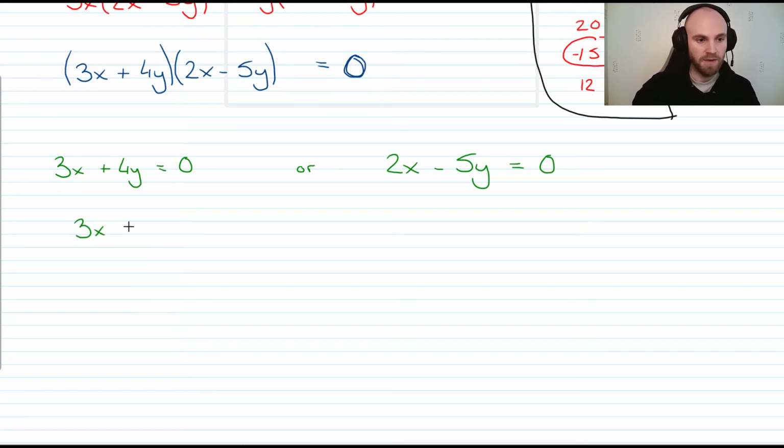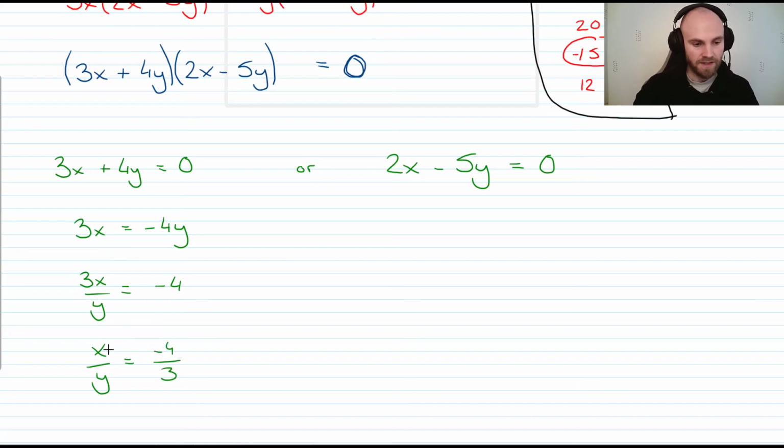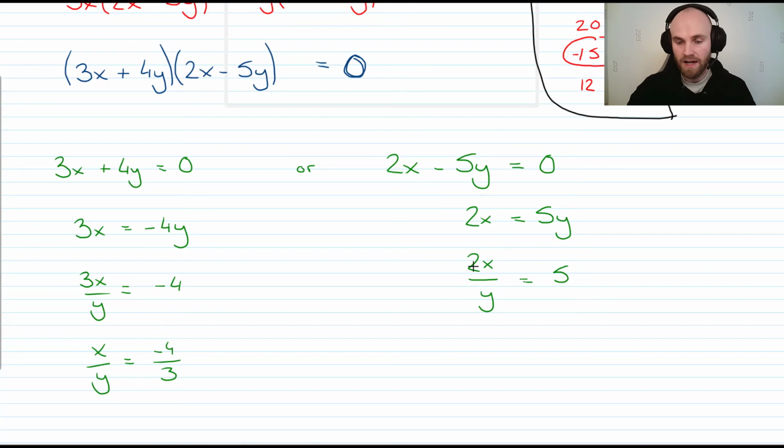So I'm going to say, for 3x, I'm going to minus 4y from both sides. I'm going to divide by y on both sides, and then I'm going to divide by 3. That is going to give us x over y equals minus 4 over 3. Or, I'm going to add 5y to both sides, so it's 2x equals 5y. I'm going to divide by y on both sides to give us 2x over y equals 5. And I'm going to divide by 2. So that's going to equal 5 over 2.